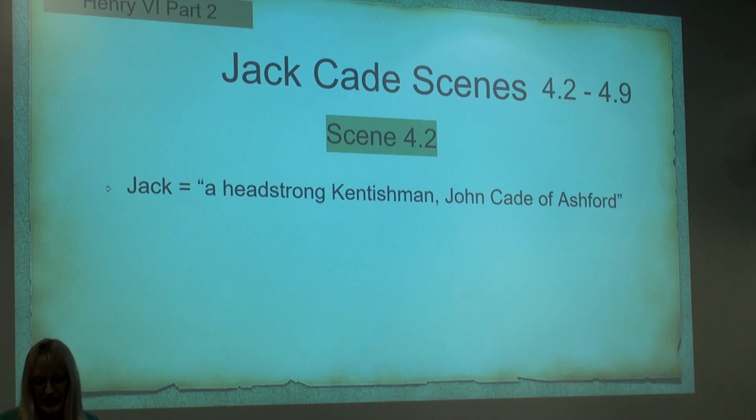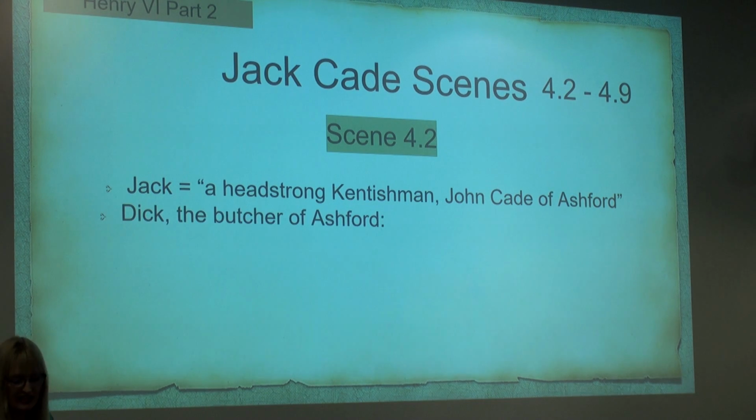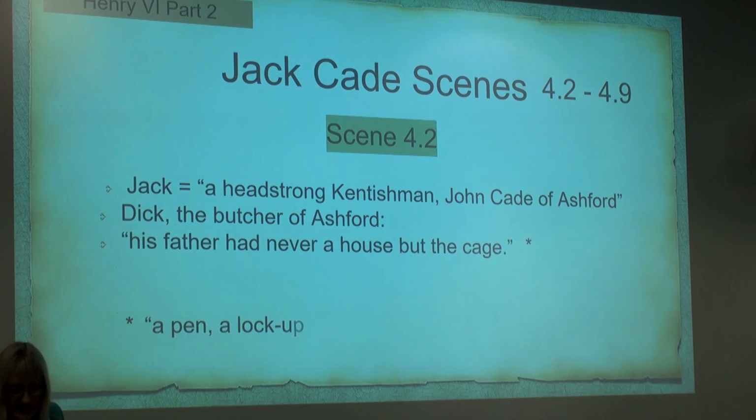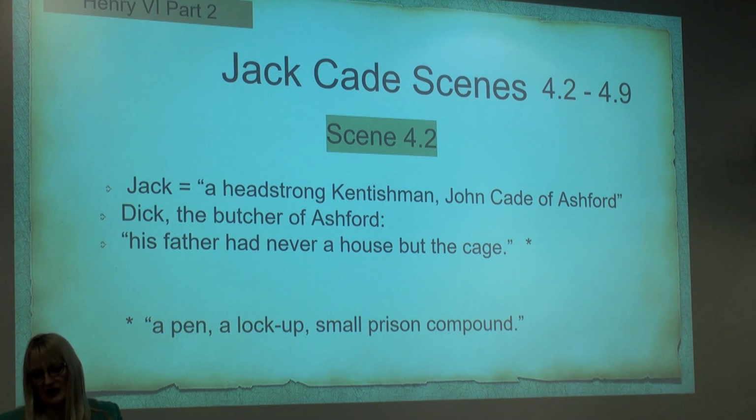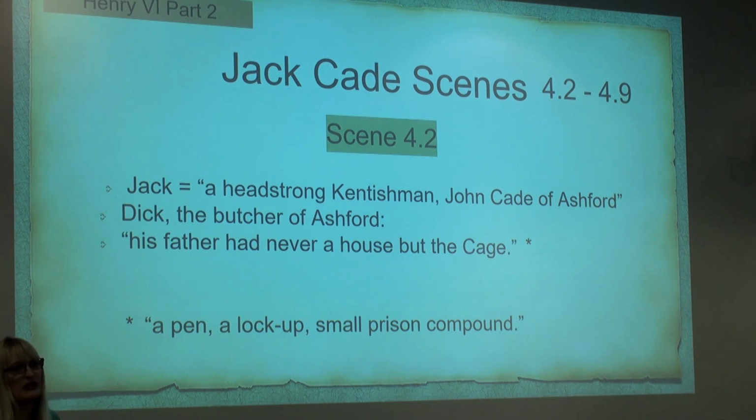One of the main secondary characters in the Jack Cade scenes is Dick, the butcher of Ashford. And Dick, the butcher of Ashford, talking about Jack Cade of Ashford, says his father never had a house but the cage. In my copy of the play, this is glossed as a pen, a lockup, a small prison compound, and that is indeed correct. But what hasn't been noticed by any of Shakespeare's editors that I can ascertain is that the cage in the early octavo and folio text is capitalised.